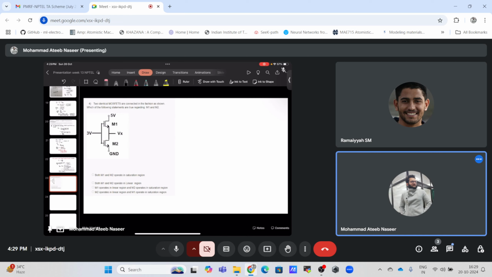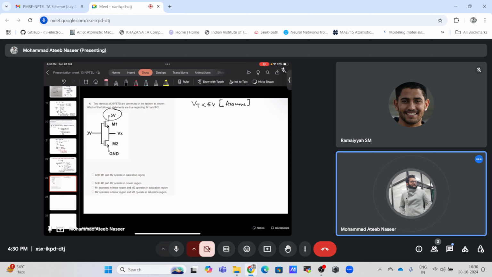Okay, so I guess we will move to this problem. Let us say two identical MOSFETs are connected in this fashion. Which of the following statements is true? We have to comment on the region of operation of these MOSFETs. First of all, M1 and M2 are connected, and let us assume that both MOSFETs have threshold voltage VT less than 5, which is always true.